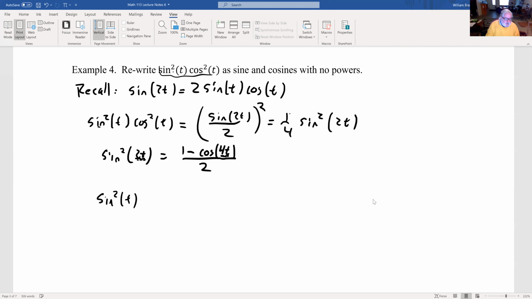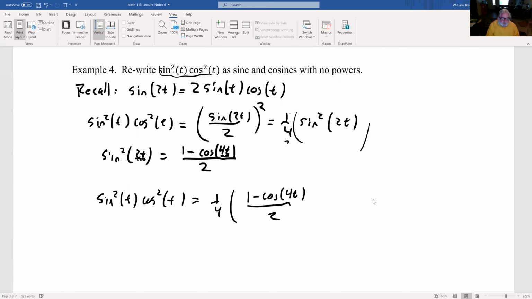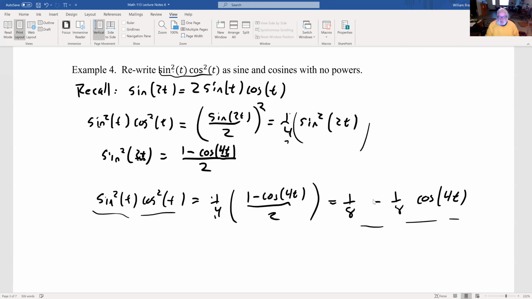Sine squared of t cosine squared of t is equal to 1/4, that's from here, times sine squared of 2t, which is 1 minus cosine 4t over 2. We multiply this out: 1/4 times 2 is 1/8, times 1 is just 1/8, and then minus 1/8 cosine of 4t. And I've rewritten this complicated looking thing in terms of just a single cosine and a constant, but I've got a 4 there inside my cosine.